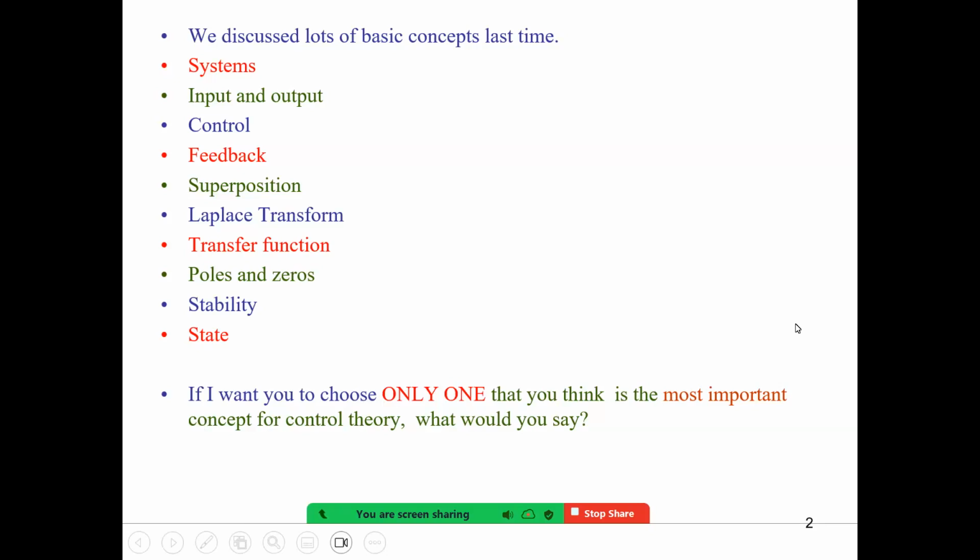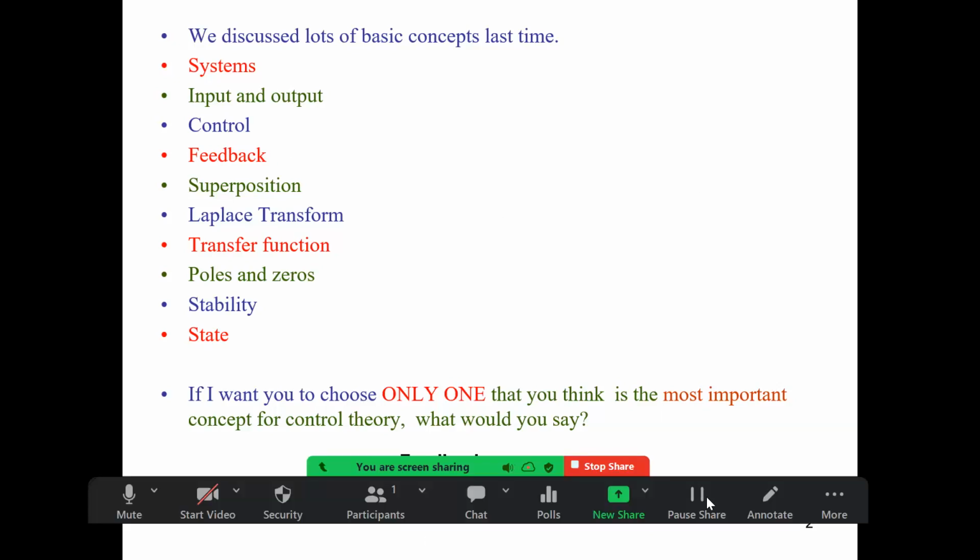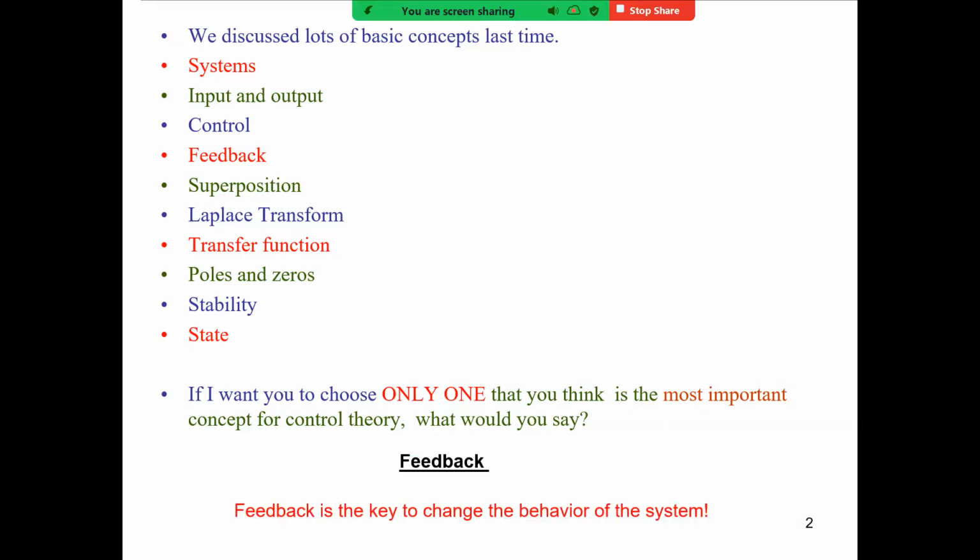We're talking about the fundamental principle behind control theory. Which one? It has to be feedback. Control is about using feedback to change. Feedback is the key to changing the behavior of the system. We can make an unstable system stable.